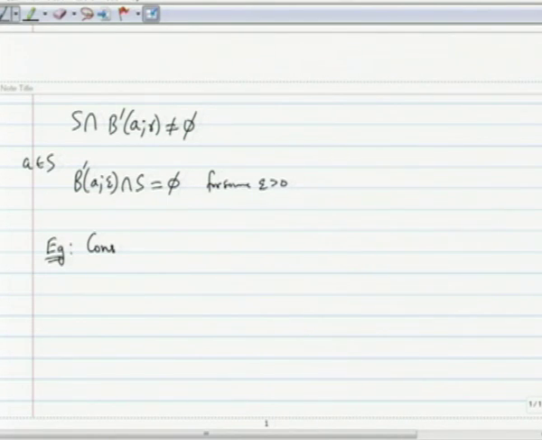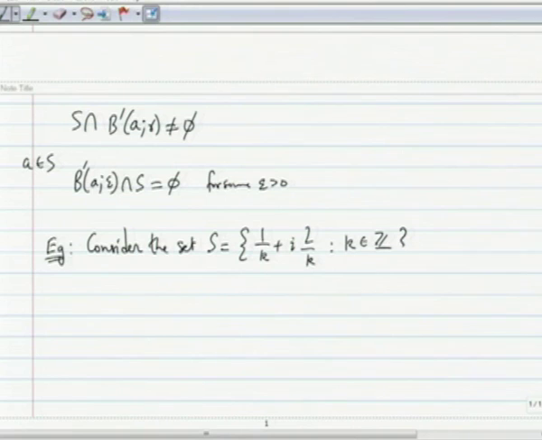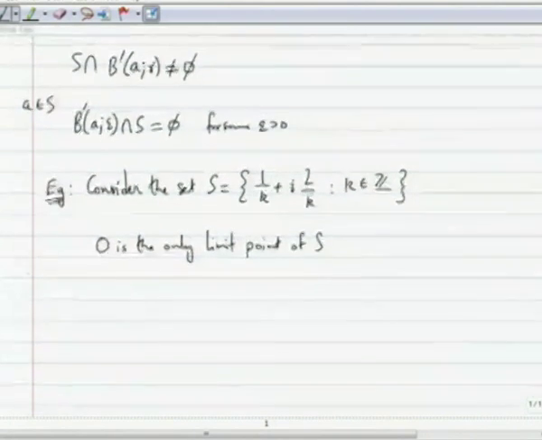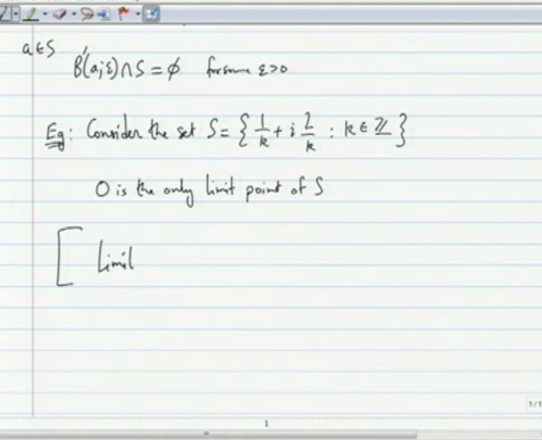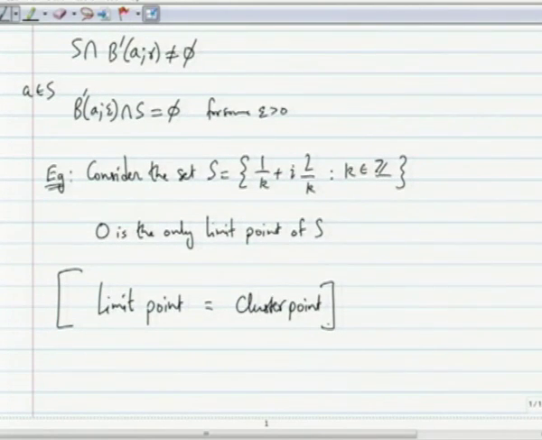So, consider the set S equals 1/k + i times 2/k, such that k is an integer. So, this is our set. What we are going to show is that 0 is the only limit point of S. Please note, in literature, some textbooks call a limit point a cluster point. So there is another name for this limit point. We will show that 0 is the only limit point of S.